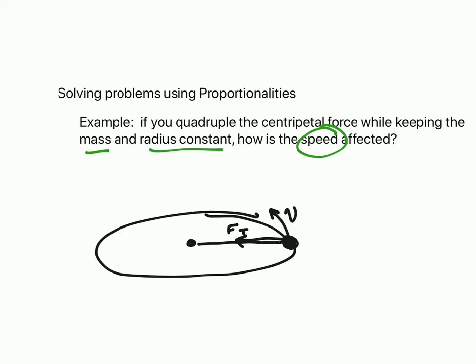affected? And I have a diagram down here of our yo-yo spinning on a string. We have the tension force towards the center, and it's spinning in a counterclockwise direction with speed v. In this case, the tension is the centripetal force. That's what's causing the object to stay in a circle. So before you approach these problems, let's go through the rules, and then we'll apply the rules one by one, and then we'll work through the entire problem.